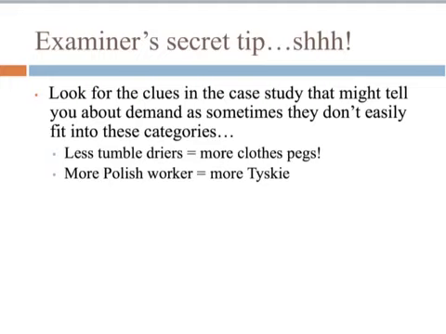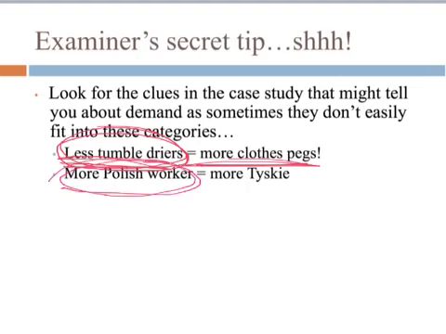For instance, if in the case study it mentioned that fewer tumble dryers were being bought in the UK, you could make the assumption that if you were in the market making clothes pegs, your demand might go up, because as people aren't using tumble dryers, they have to dry their clothes outside. And this one is an actual true one. Because of the increase in Polish workers in the UK, the demand in Wetherspoons for the beer Tyskie has gone up, purely because that's a Polish beer. It's the biggest selling beer in Poland.